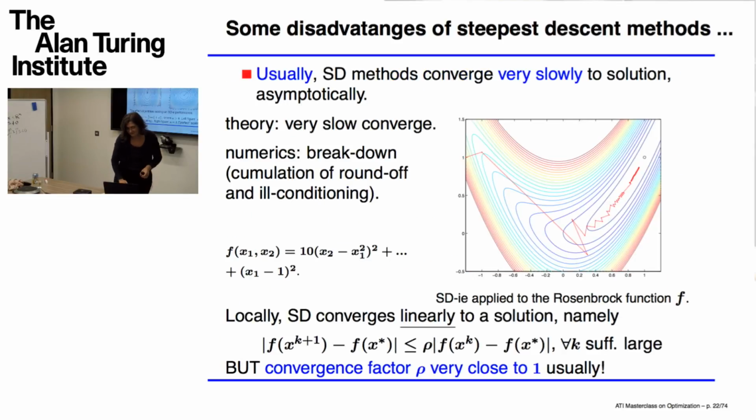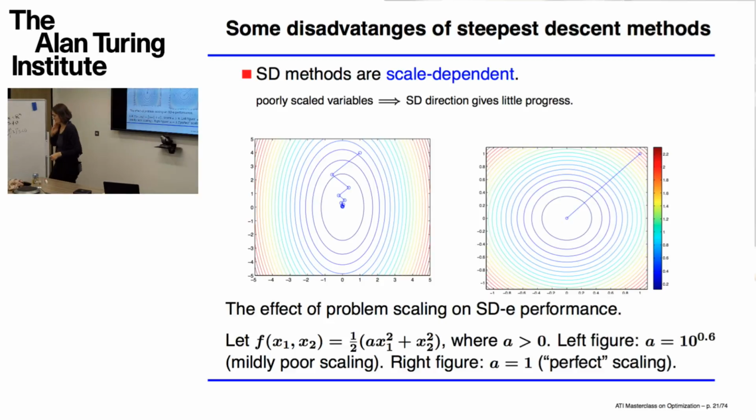However, there are some problems with steepest descent. And because at the moment first order methods and gradient based methods are very popular, I do want to point to these issues, because I want you to be aware that all methods that use just gradient information in a simple form like steepest descent will suffer from this kind of problem. Steepest descent methods are scale dependent. So what does this mean?